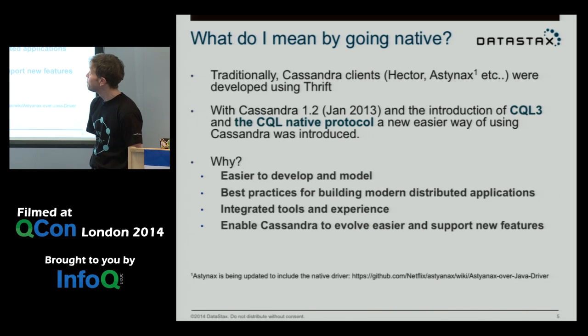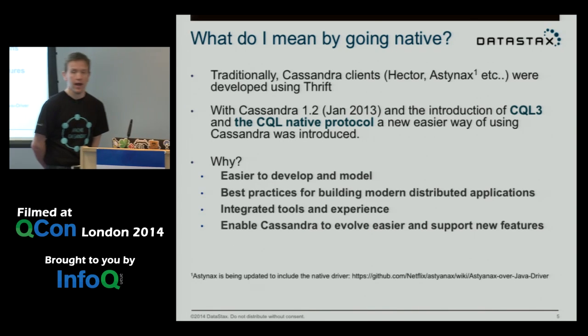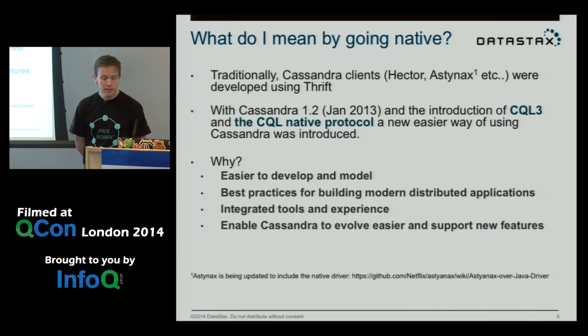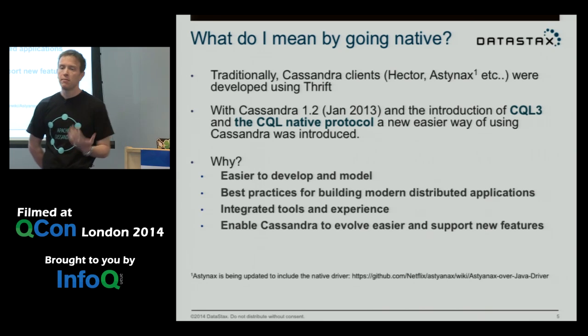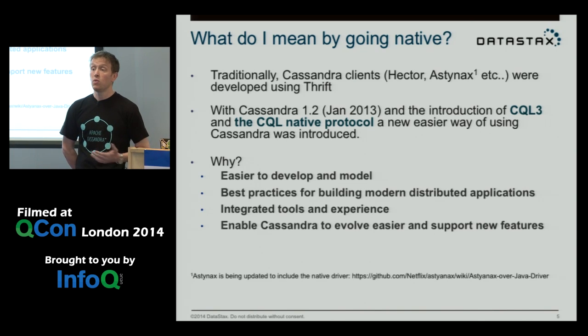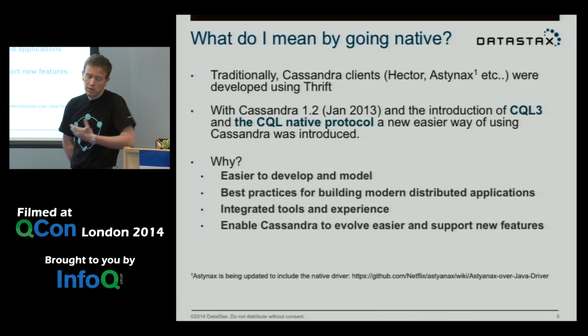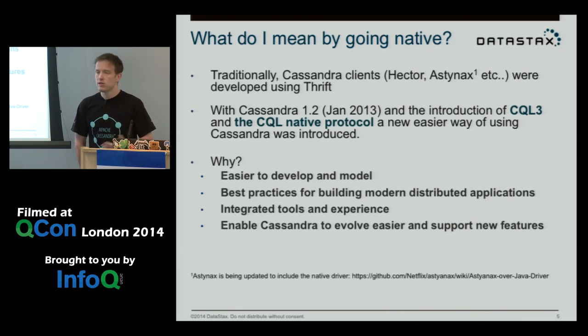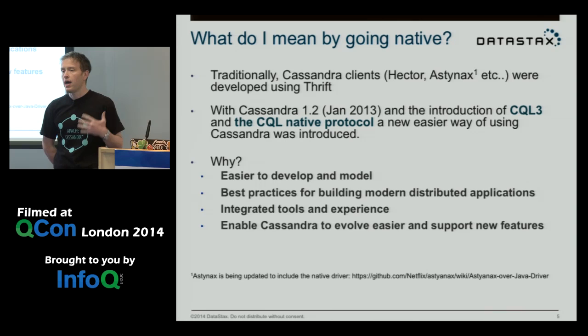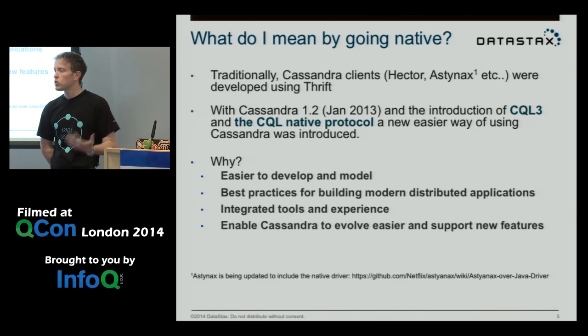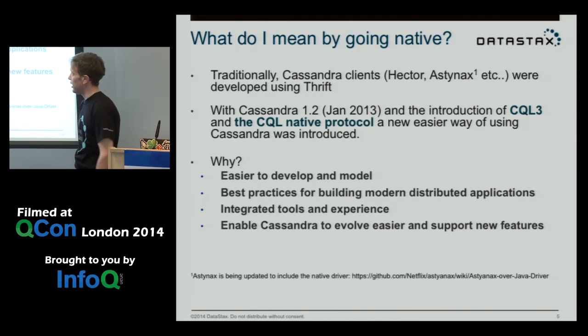So, what do I mean by going native with Cassandra? Traditionally, when Cassandra was first starting, really the main way of integrating with it and using it was through Thrift. And there was a bunch of Thrift clients around, Hector, Astyanax, etc. And what happened with Cassandra 1.2, really CQL and the native protocol got to a point where I think it was pretty good, and it's becoming pretty much the de facto way of developing against Cassandra.